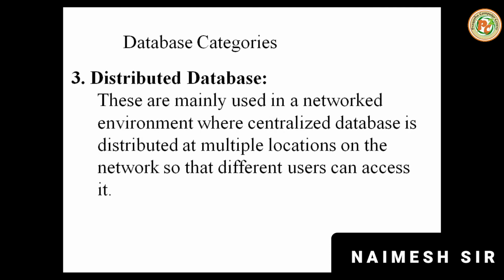And number 3, distributed database. Distributed databases are mainly used in a networked environment where a centralized database is distributed at multiple locations on the network so that different users can access it, like a bank server, or the Flipkart server, Amazon server. In this, a distributed database system is used, meaning anyone can access it because there are multiple users. Okay, so this is the concept of database categories.